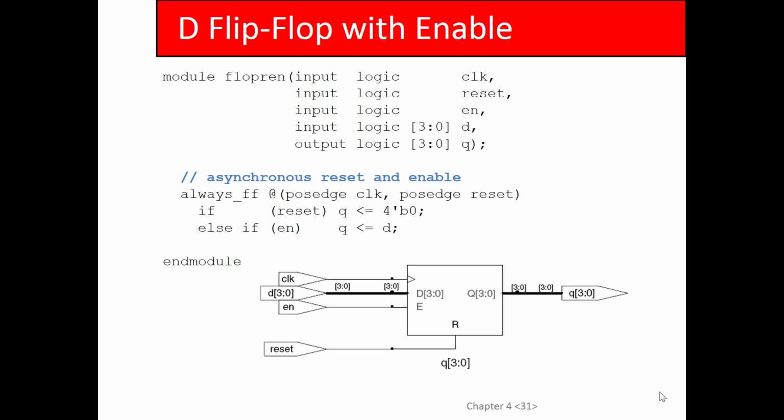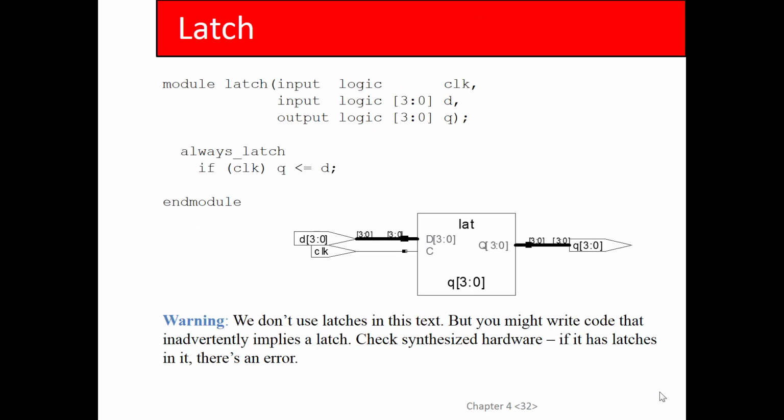If you accidentally forget to assign something when you meant to, it could create a latch. Here's an example, but in this case, we're explicitly going to create a latch. There's a special always for that called always_latch. If you say always_latch, you can create a latch explicitly by saying if clock is asserted, then pass D over to Q. So this would create a level-sensitive latch.